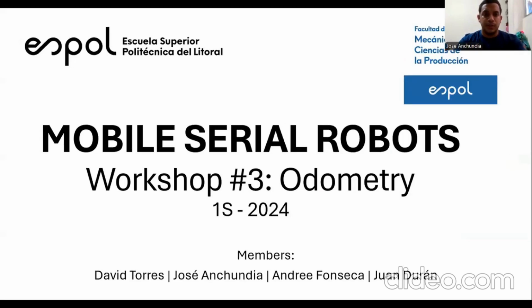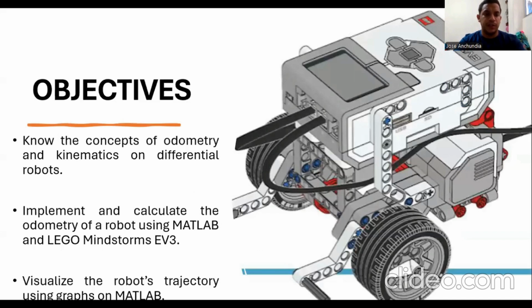Hi, we are group number 3 and we talk about workshop number 3, odometry. For this workshop, we have three objectives: know the concept about odometry and kinematics on a differential robot, calculate the odometry of a robot using MATLAB and LEGO EV3, and visualize the robot trajectory using a graph on MATLAB.